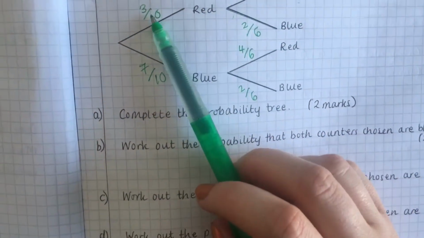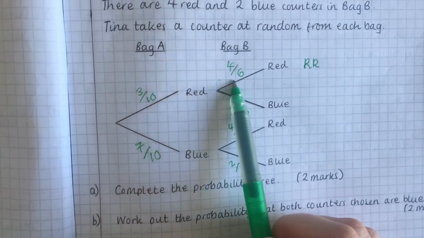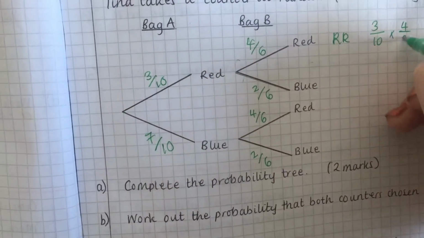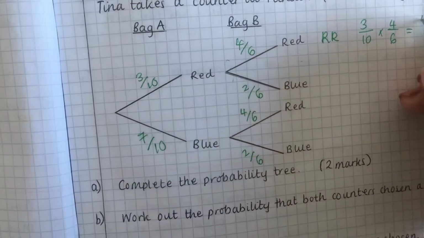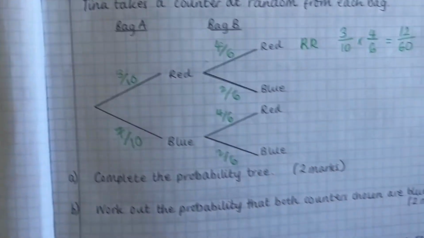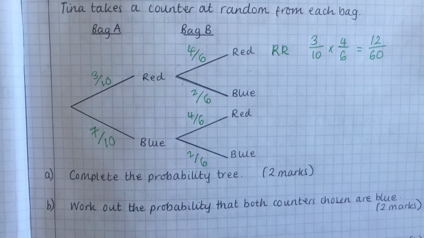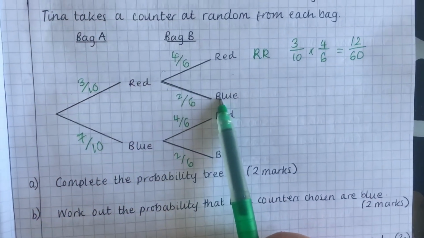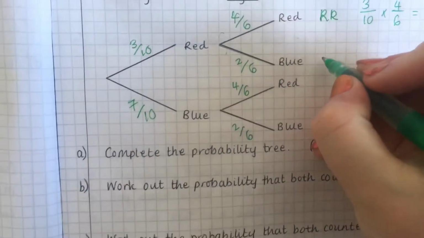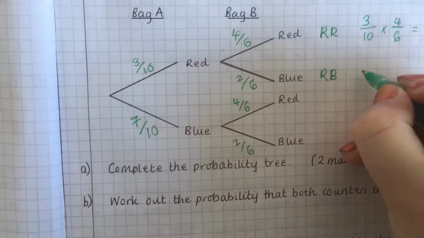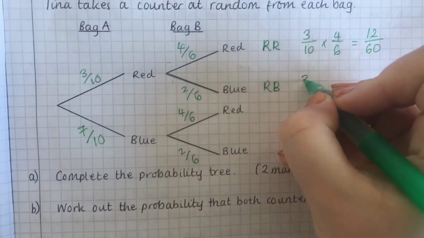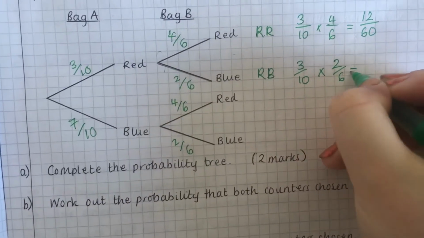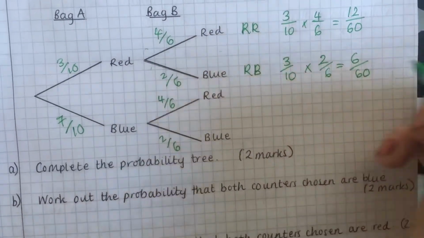To work out that probability, we're going to do 3 out of 10 multiplied by 4 out of 6. And when you multiply fractions, you get 12 out of 60. With probability, we don't need to simplify, so we can leave it like that. Now, the next combination we can get is red on bag A and blue on bag B. So again, we write down RB to represent red, then blue, and we multiply along the branches. So we get 3 out of 10 times 2 out of 6, which gives you 6 out of 60.